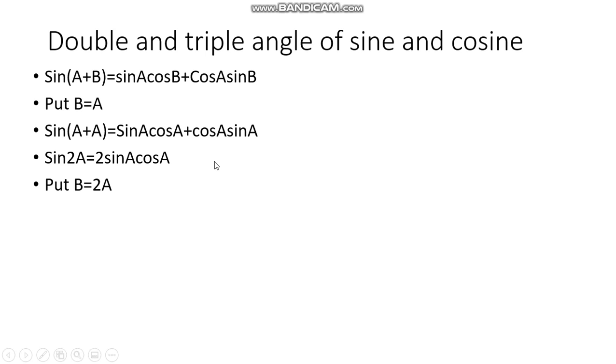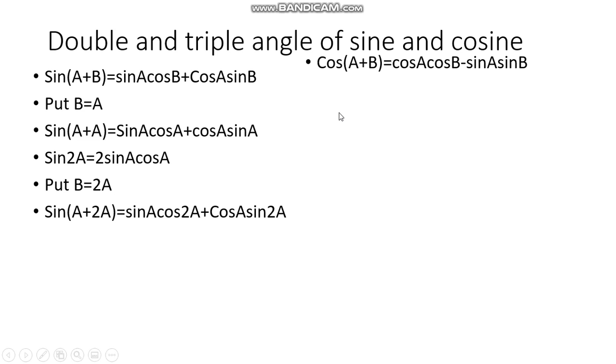Now what about sin 3a? For that, in place of b, you should put 2a. Then what happens? Sin a cos 2a + cos a sin 2a. We know the sin 2a formula from here, you can substitute it here. But cos 2a, we don't know.